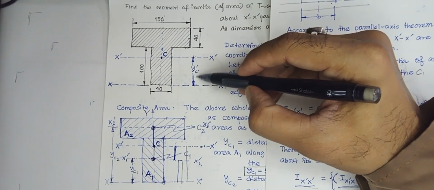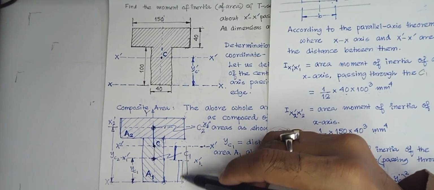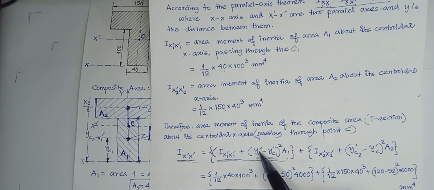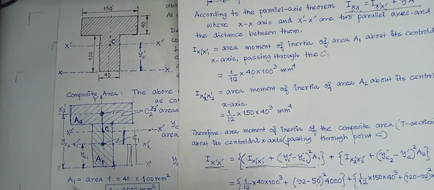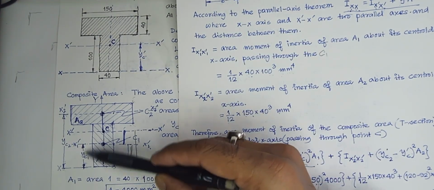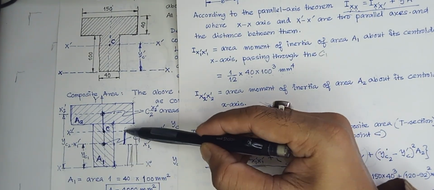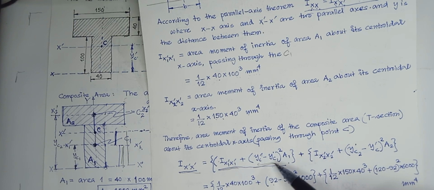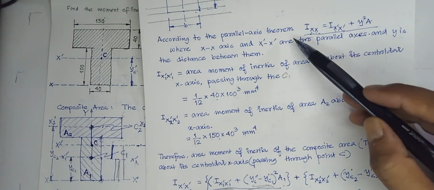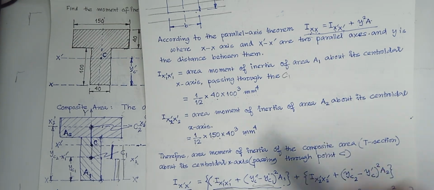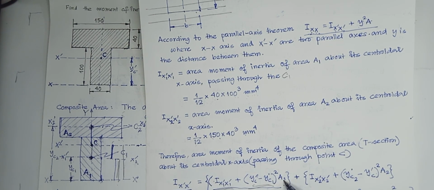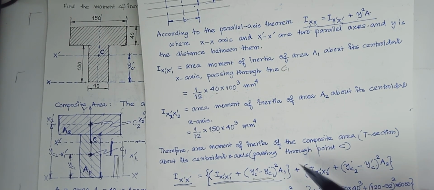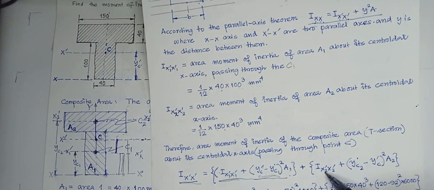What is this distance? This distance is yc prime. And what is this distance? This distance is yc1. Therefore I have written here yc prime minus yc1. So it becomes this distance. I have just used this equation here, so that is this plus this squared multiplied by A1, area 1. Okay, next, for this area it will be Ix2.